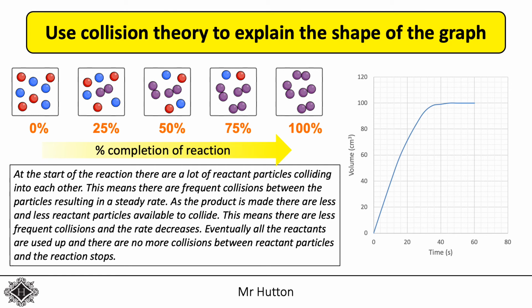As the product is made, there are less and less reactant particles available to collide. So if we look at the 50% box, we've got less and less reactant particles available to collide. So there's going to be less frequent collisions between those reactant particles, which means that the rate is going to slow down. So that was point 2 on our graph. Eventually, all of the reactants get used up. So in our box on the right hand side, 100%, all the reactants are used up, and there's going to be no more collisions between reactant particles, and therefore the reaction stops.